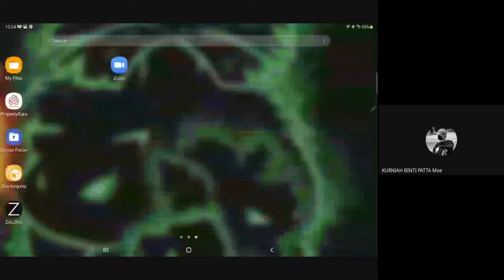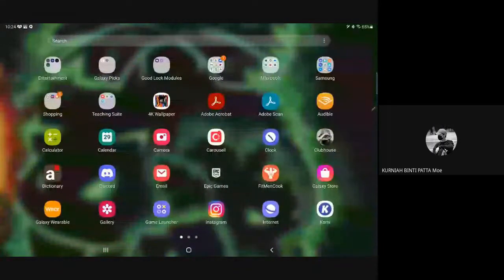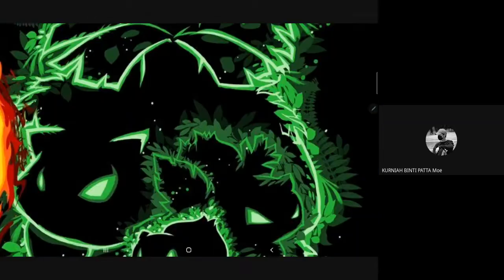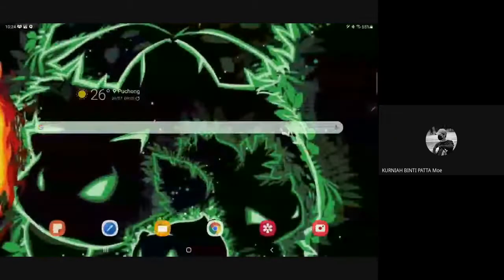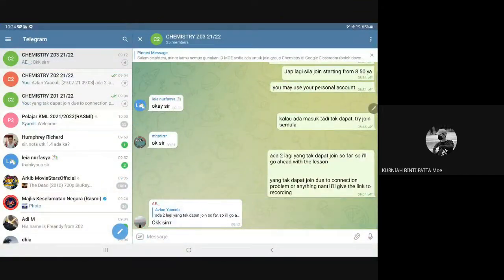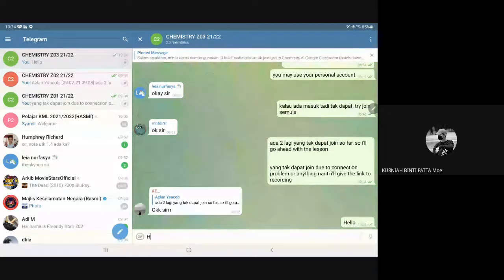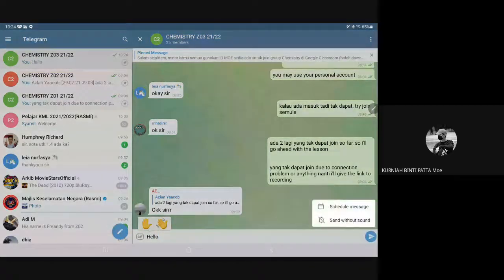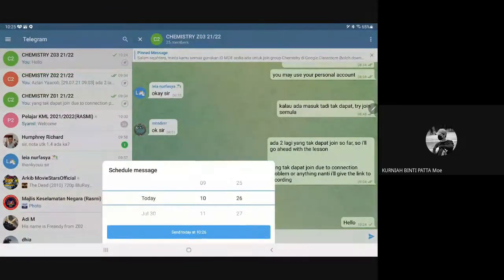Boleh, sir. Okay, so kalau kamu tengok Telegram, kalau contohnya saya type hello, kamu tekan button send tu lama-lama, kamu hold, dia ada fungsi schedule message. So kalau kamu risau nak lupa ke apa, kamu schedule je terus. Kamu boleh hantar esok ke apa semua, pukul berapa kamu nak hantar.